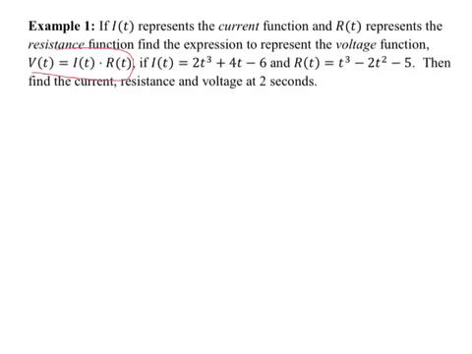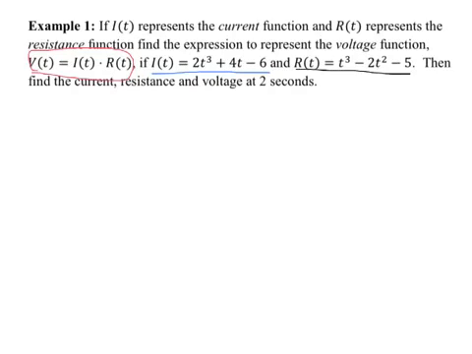The voltage is the current function times the resistance function. Well, here in blue is the current function, and here underlined in black is the resistance function. So the product of those two functions is really going to be our voltage function here. So what we want to do here is find the actual voltage function first, and then go on to find the current, resistance, and voltage at 2 seconds, or when time is equal to 2 seconds.